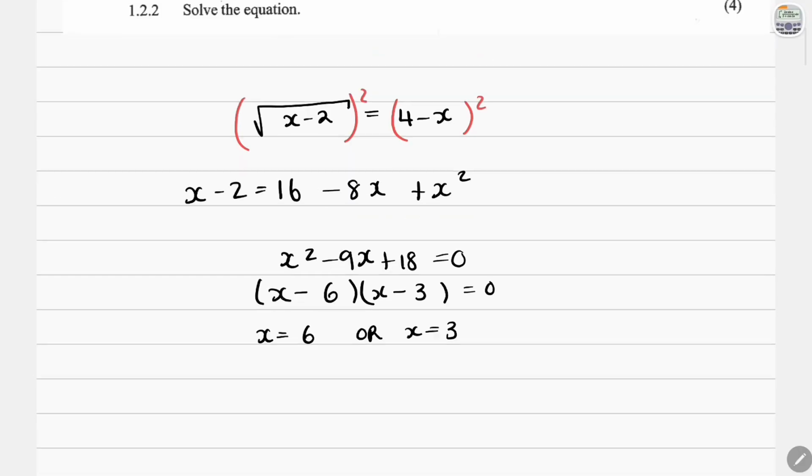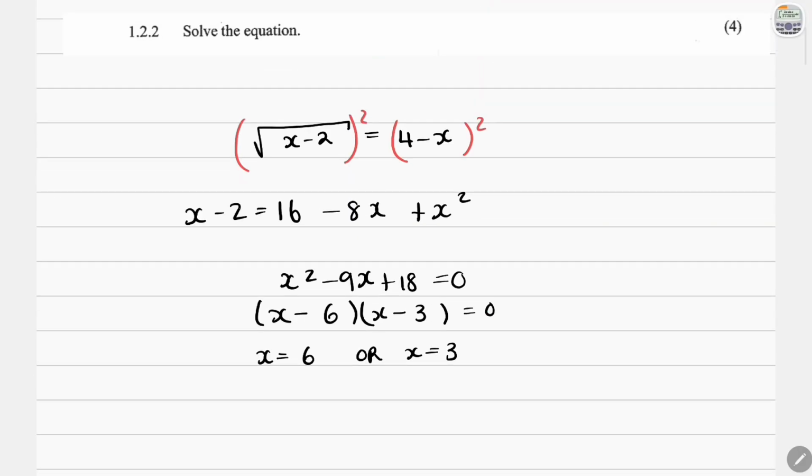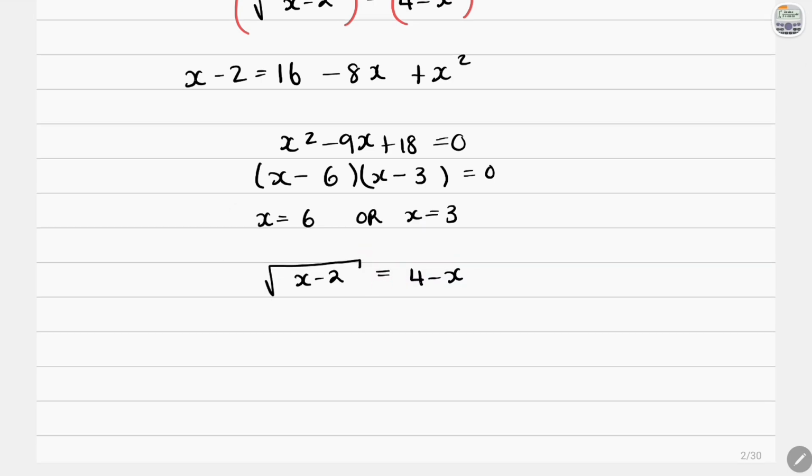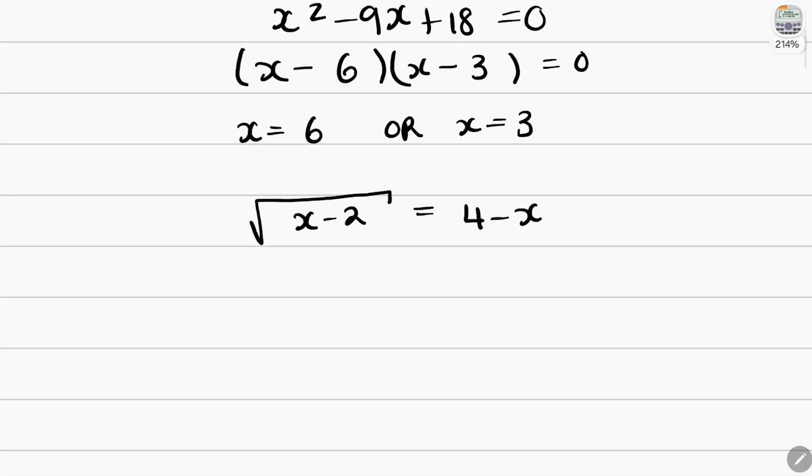So let's check if these solutions are valid. So we will use the original equation, right? And in place of x, we're going to try substituting these x values. So let's try 6 to check if 6 is a valid solution. So 6 here and 6 here. 6 minus 2 is 4. Square root of 4 is 2. 4 minus 6 is negative 2. So do you see that these are not the same number? The equation is not balanced. The left is not equal to the right. Therefore, x is not equal to 6.